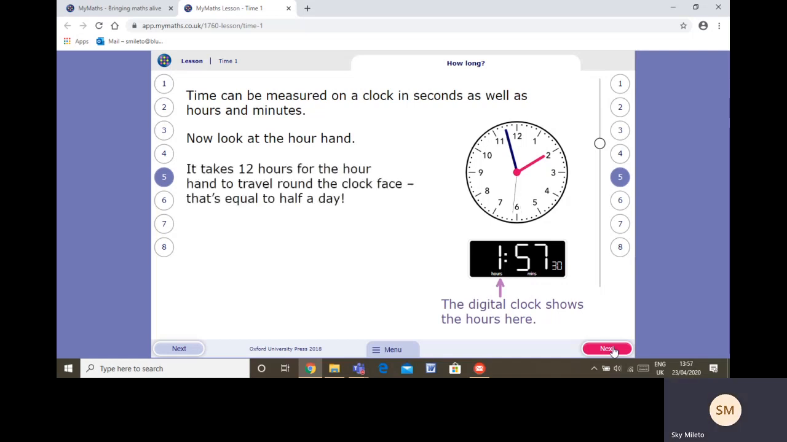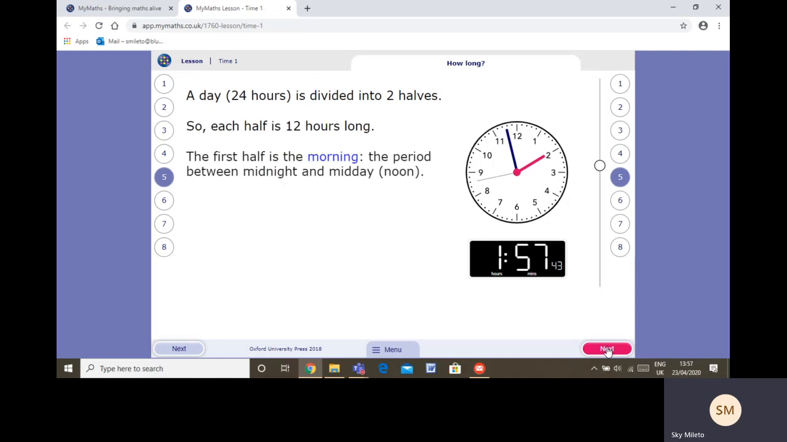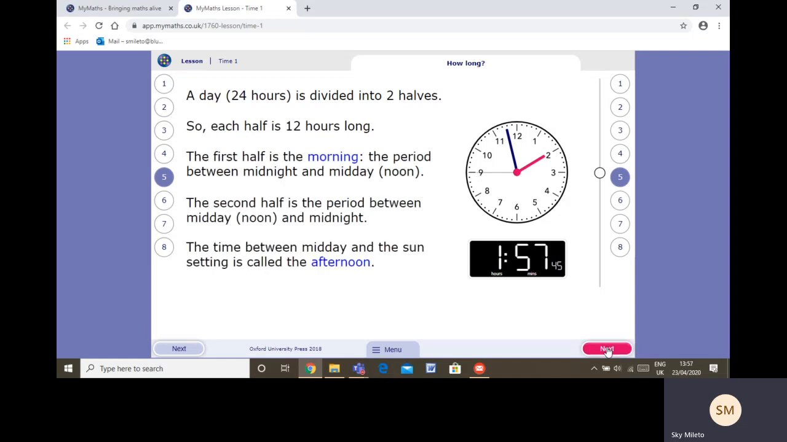I'm skipping through this quite fast because I'm aware this video is going to be very long otherwise. You can take more time over doing it yourself if you want to. It's 12 hours for the hour hand to go all the way around, so it goes twice in a day. This is a recap of what I said before. The first half will be the morning from 12 midnight to 12 midday, and then from midday to midnight would be the afternoon.